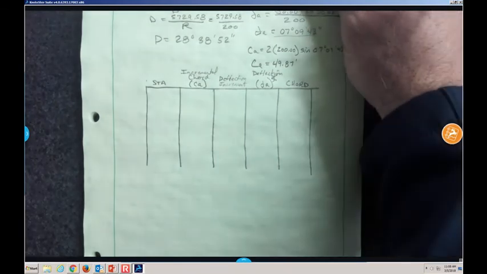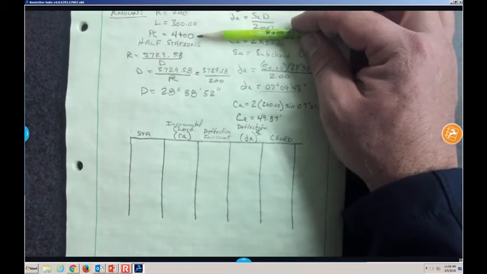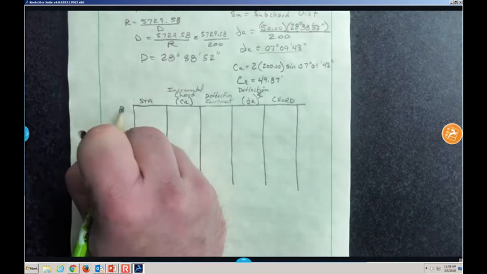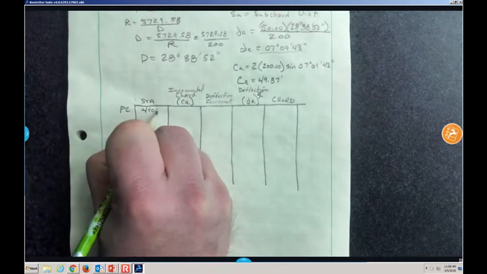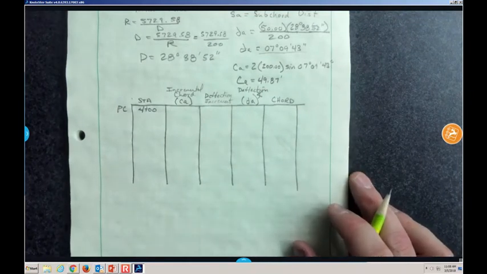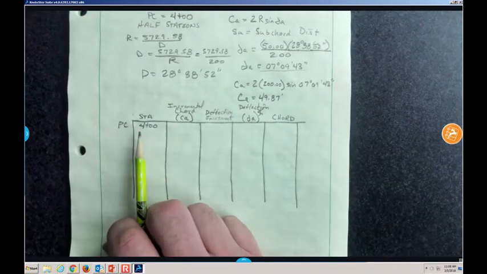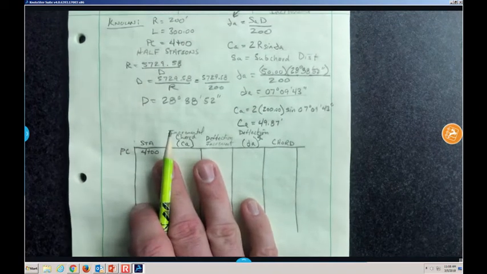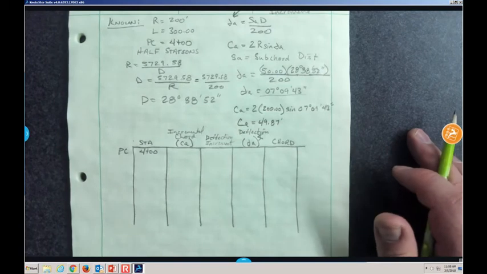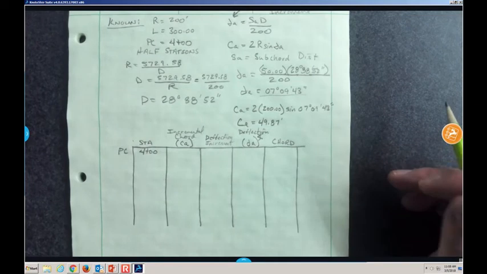Alright, so we're going to go back to the information that we know here. And the known, we were given that the PC is 400. Okay? So our PC is 4 plus 00. They give that to us. And we want to figure it out at half station increments. Okay? Well, I want to figure out what my PT is so I don't go too far with my stationing. I don't go past the PT.